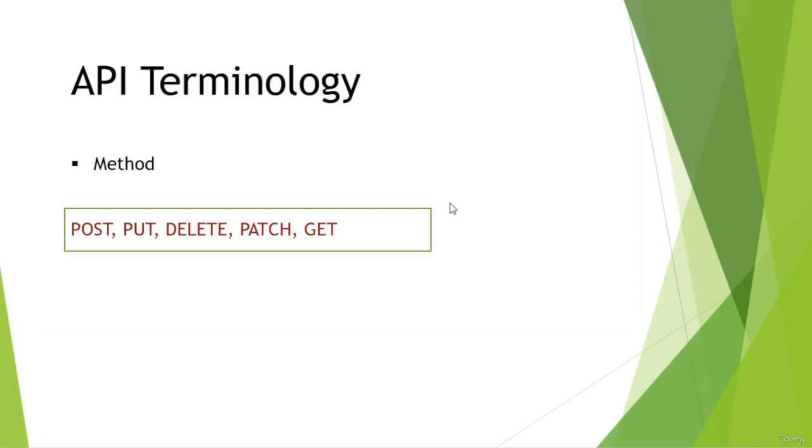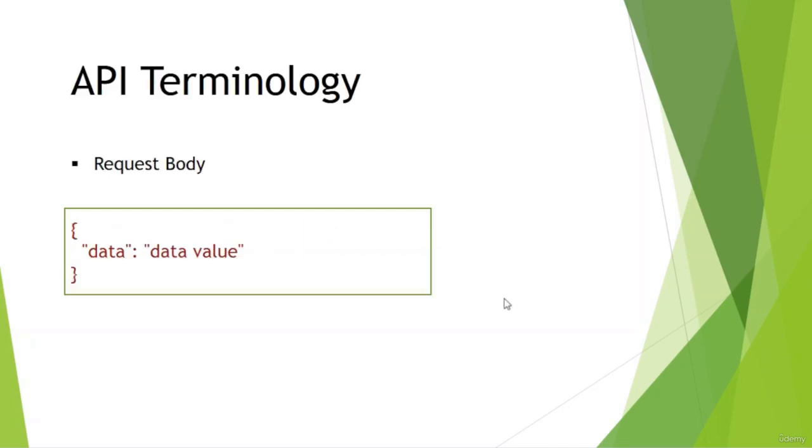Then comes API headers. Headers contain extra information of our API call, or we can say that headers hold metadata of our request. For example, if I want to specify that my API request body contains a JSON object, then I can specify this header content type whose value would be application JSON. This will let my server know that it should expect a JSON object body.